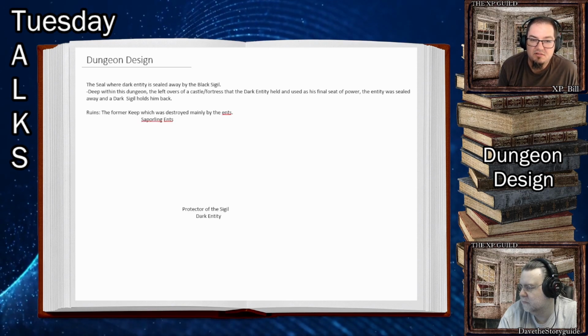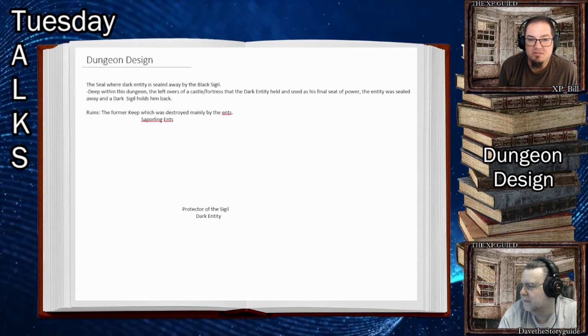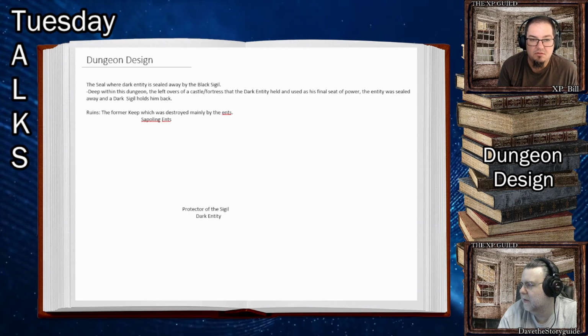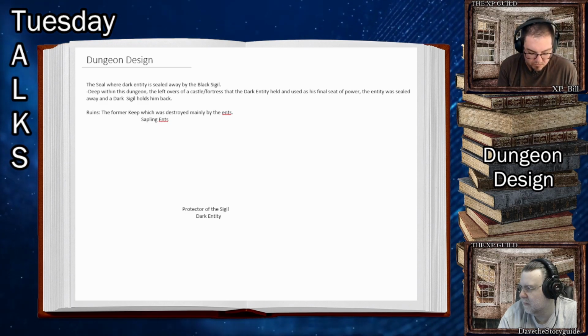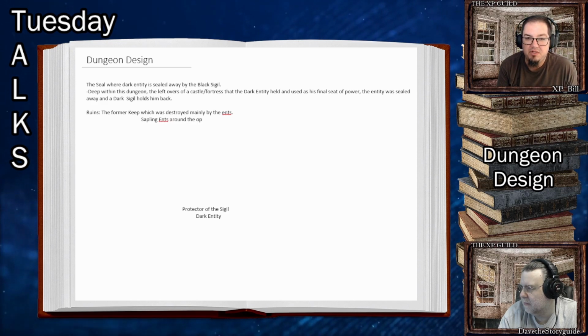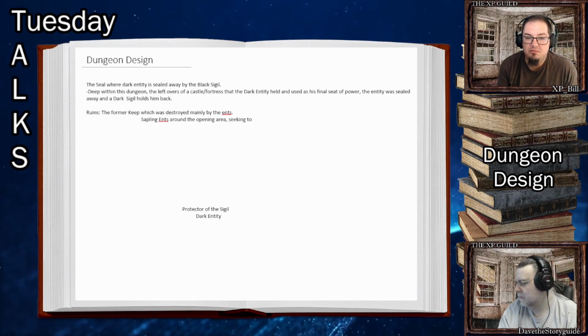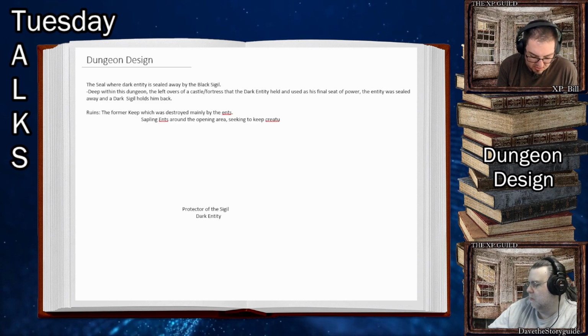However, you still have saplings. Saplings. Take away the O and R. Yeah, take away the O and R. It's around the opening area. Features in and out.